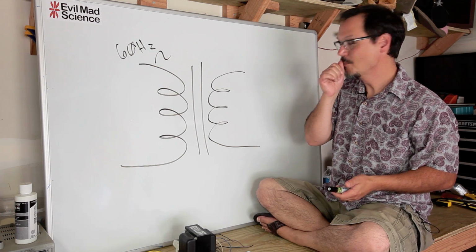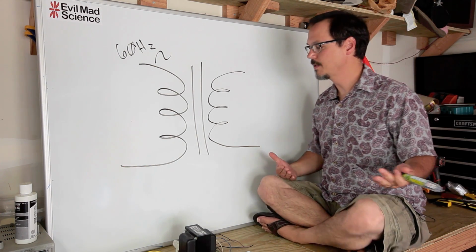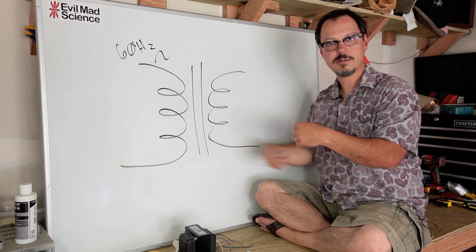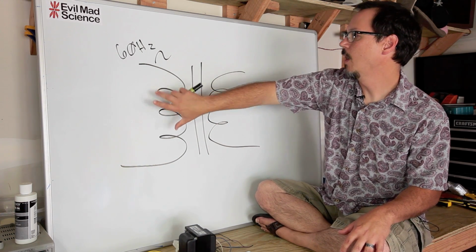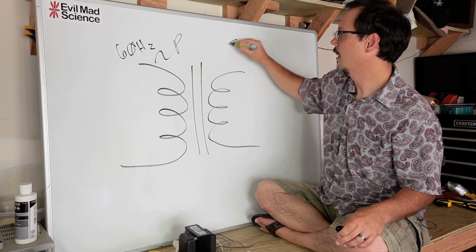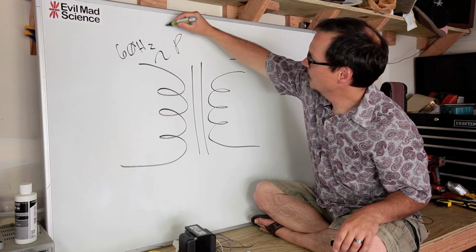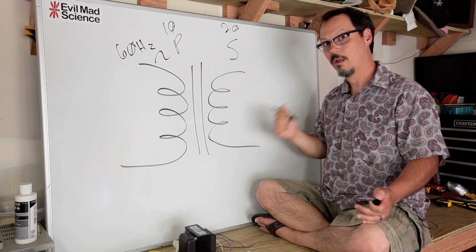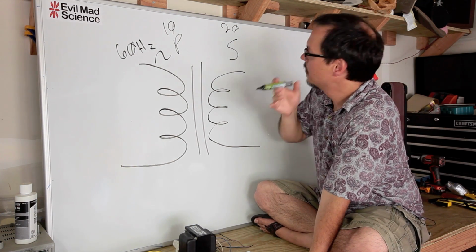Well, check this out. Let's say I've got, for example, 10 turns of the wire around a common core of the primary. This is called the primary. P for primary, S for secondary. So if I've got 10 turns here and 20 turns here, I get twice as much voltage out of here.